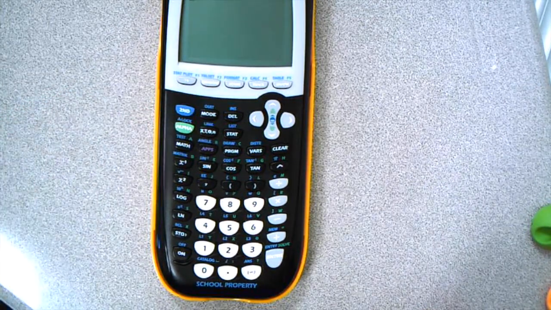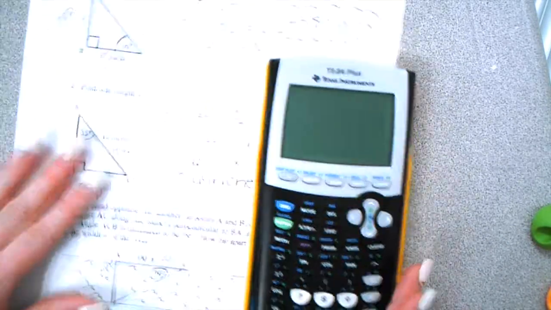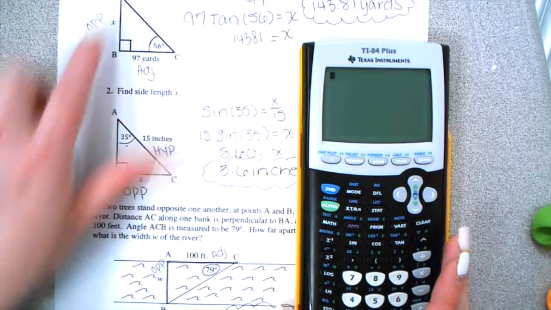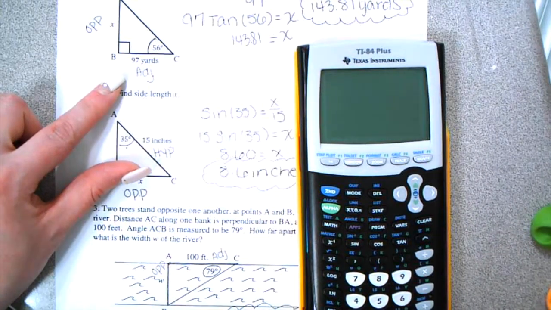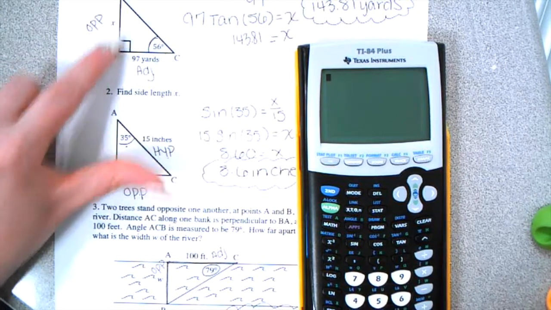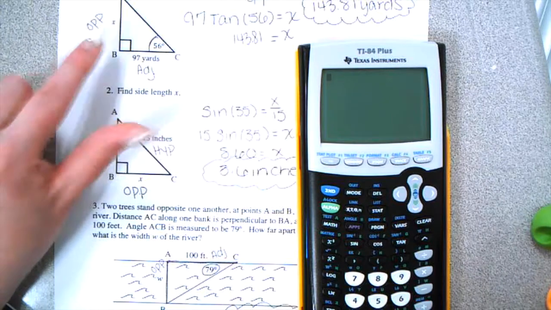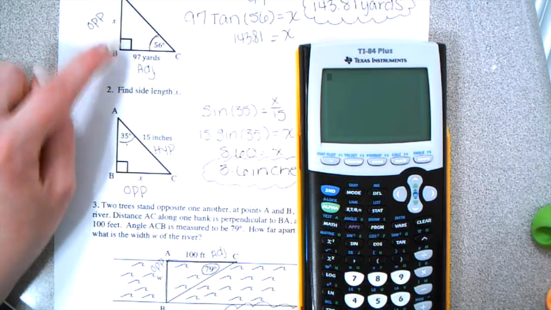Now we are going to start with how to find the side length of a right triangle using our trig functions. We are going to start with one of the ones on our note sheet. This one is looking for the opposite side. It's side AB of this right triangle. We have a 56-degree angle. So the opposite side to that, the one that's not touching it, is X. So that's why it's the opposite.